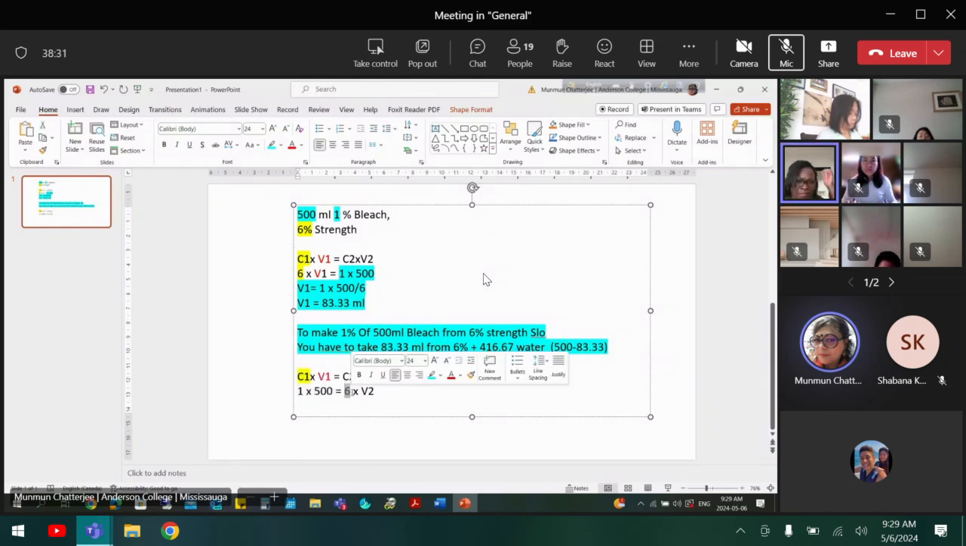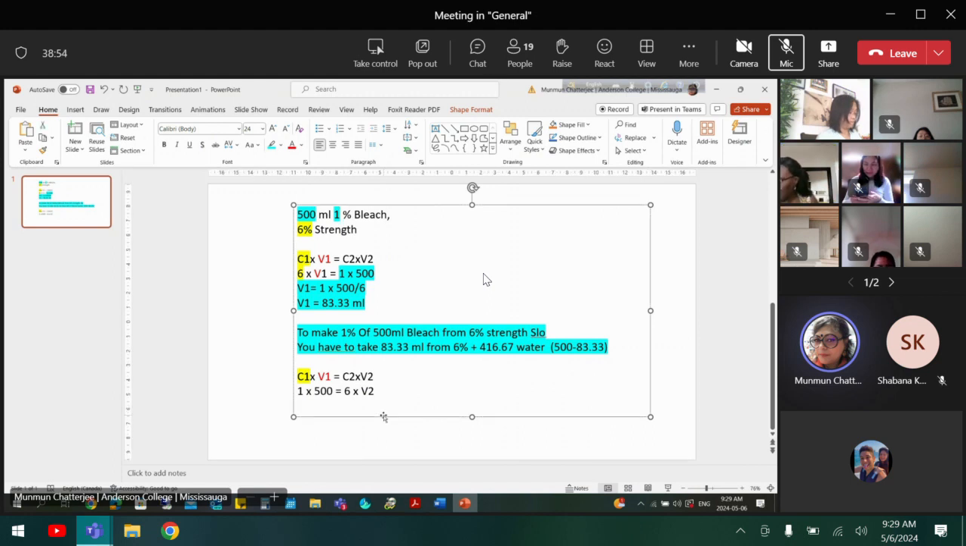From where you are making, you don't know the volume, so that is the volume. Whether it's V1 or V2, it doesn't matter, but it has to go on one side. And the other, which you know, what you have to make, you have to put both, whether it's 1%, 2%, 6% or 10%. It doesn't matter. Okay, I got it now. Thank you, miss.